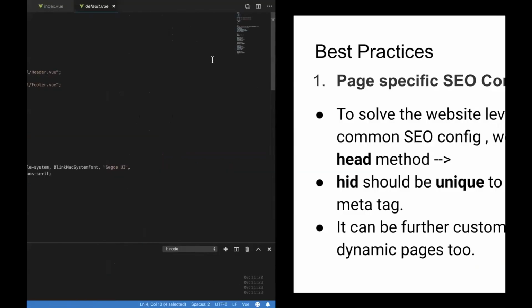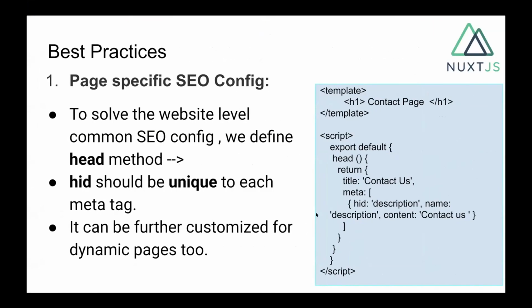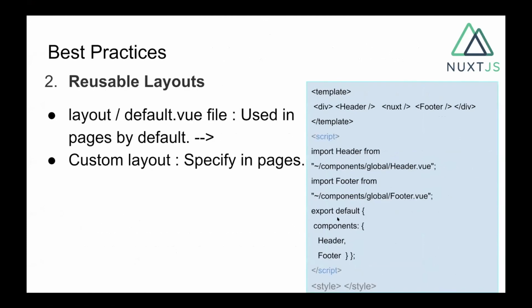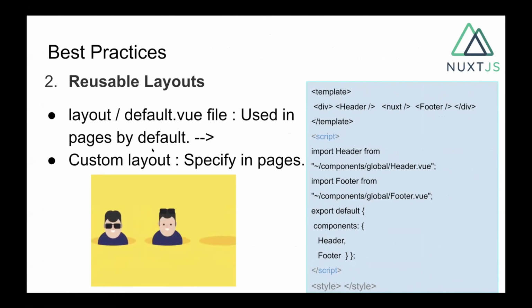So let's again go back to the slides. I think everyone is able to see. This is the SEO level config. And then the reusable layout, as I showed you in the code. If you define a particular layout, it will be followed across all the pages. But if we need a custom layout for a particular three or four specific pages, then in the layouts folder we can define that particular layout.vue, and then we can include it in the pages using the layout attribute.